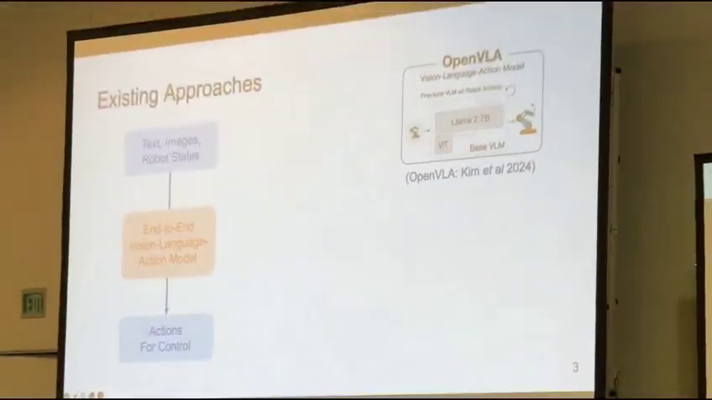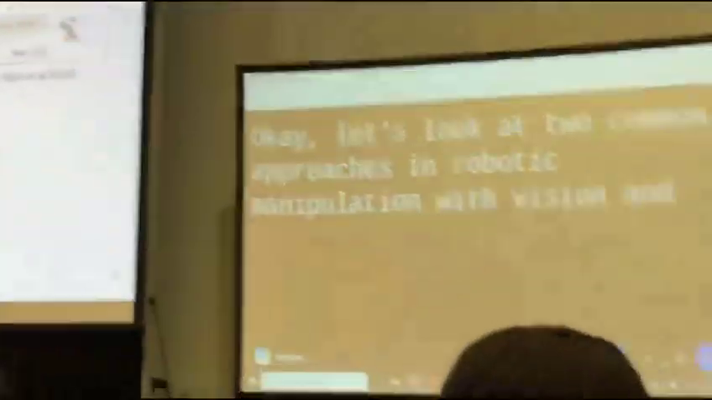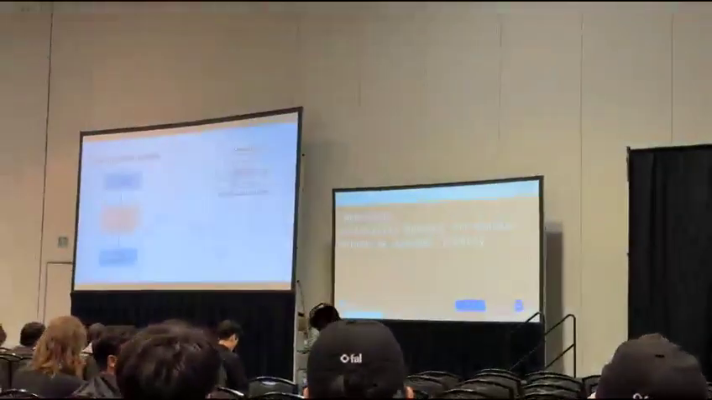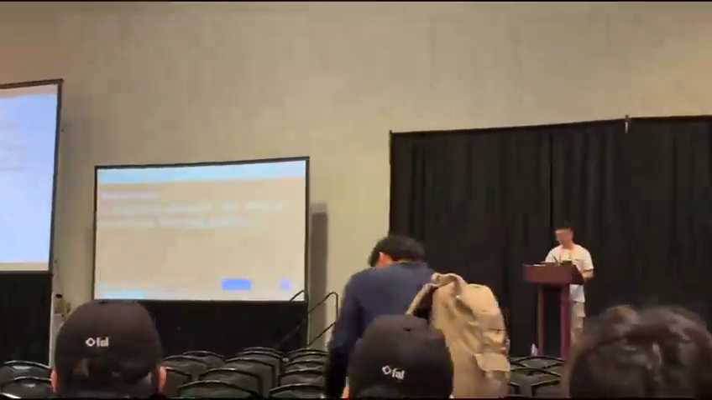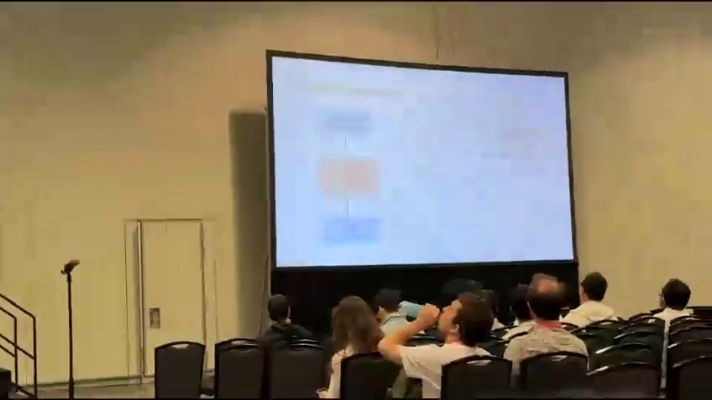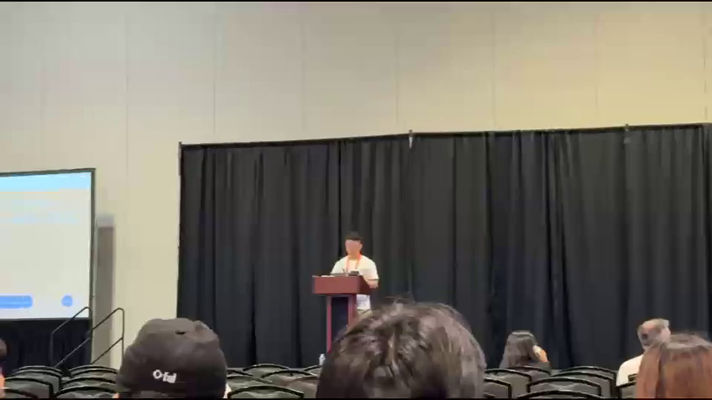Okay, let's look at two common approaches in robotic manipulation with vision and language inputs. The first is end-to-end vision-language-action learning. This method maps raw observations directly to robot actions, and it has shown impressive scalability because the entire process is learned jointly, and it is conceptually simple and adaptable across tasks. However, this simplicity comes at a cost. They typically require massive amounts of human demonstration or interaction data to perform well, which can be expensive to collect.